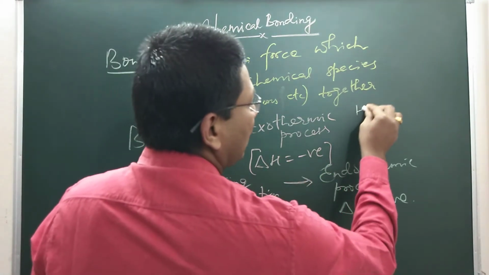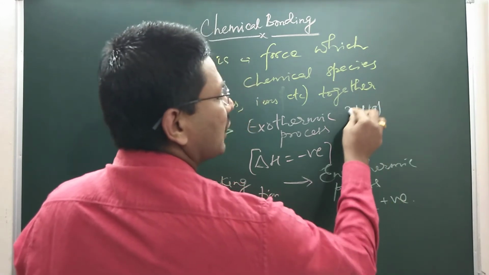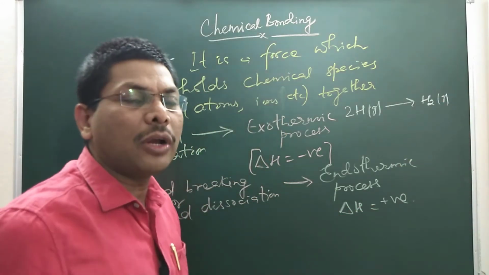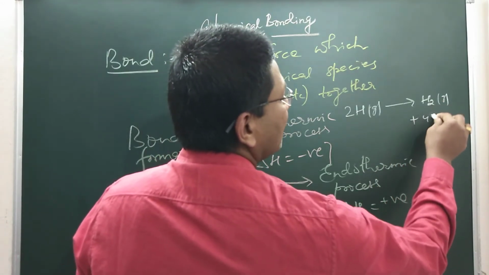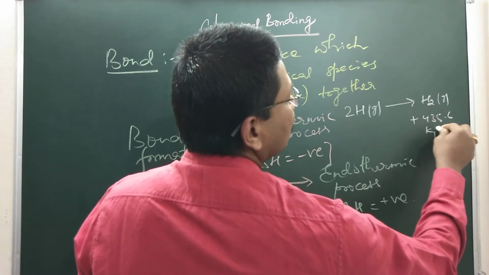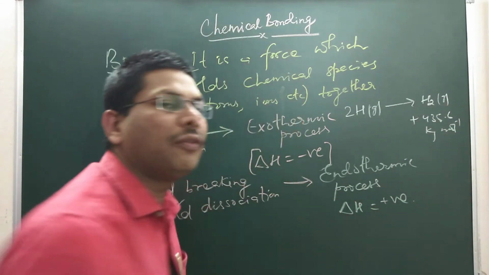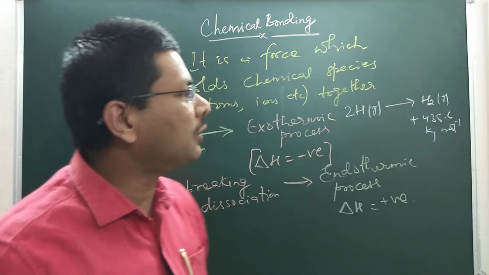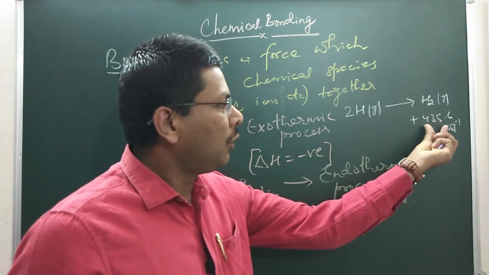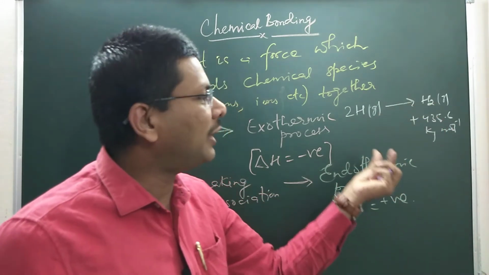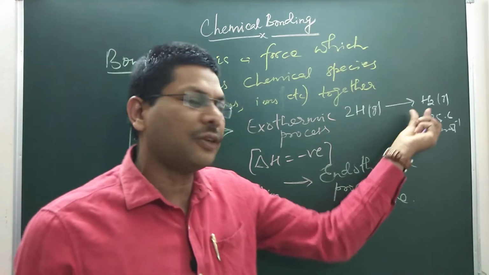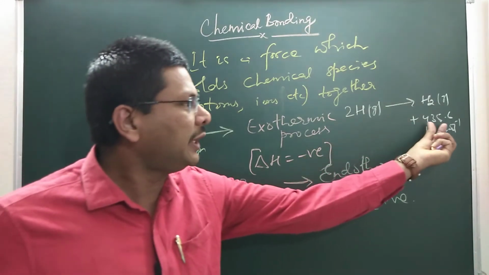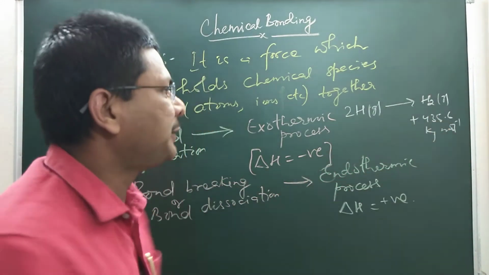Now suppose hydrogen atoms are there in the gaseous state, and two hydrogen atoms combine to form 1 mole of hydrogen molecule. During the formation of 1 mole of hydrogen molecule, 435.6 kilojoule per mole of energy is released. So that means bond formation is an exothermic process. H2 is a diatomic homoatomic molecule, and for every mole of dihydrogen formed, 435.6 kilojoule energy is released.